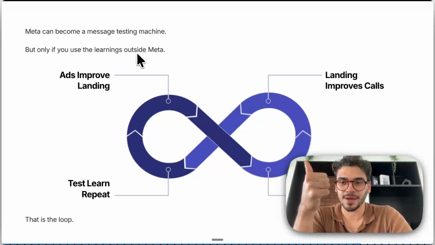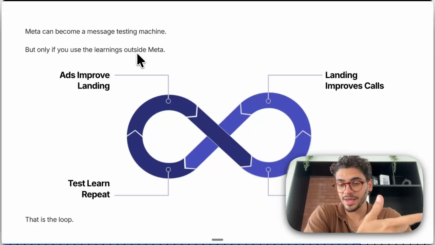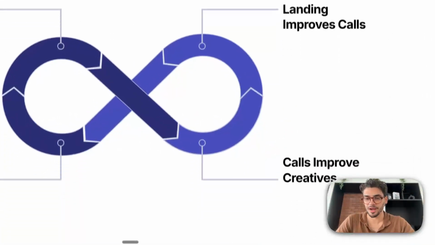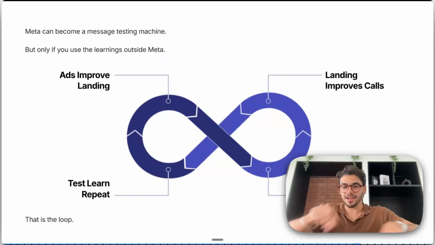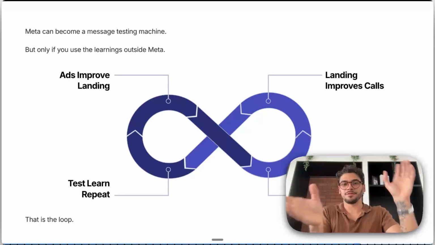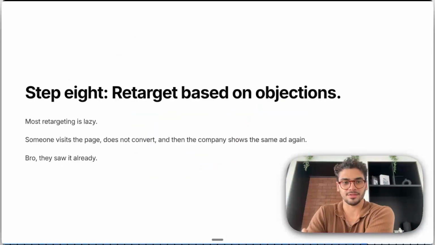As you improve the landing page, it improves the calls. Test, learn, and repeat, and the calls after that improve the creatives, right? So the takes that you take from the calls then improve the creatives. Then you create a loop that is going to feed itself, so you keep improving and scaling the campaigns, right?